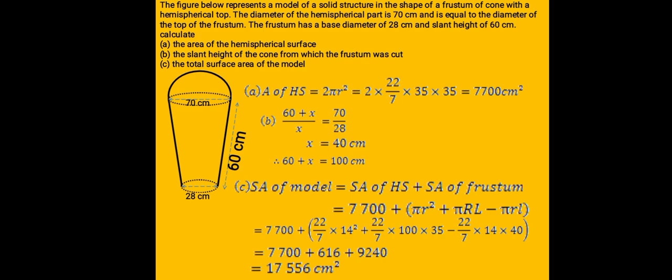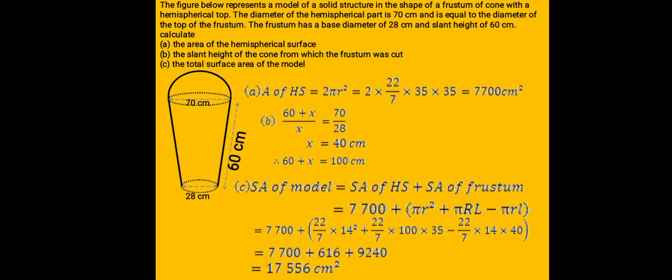Now the height of the frustum. Since the cone that was cut from the frustum and the original cone are identical objects, we shall have the height of the original cone, let's say it is 60 plus x, and the cone that was cut off, the inside, to be x. So that's a linear scale factor.